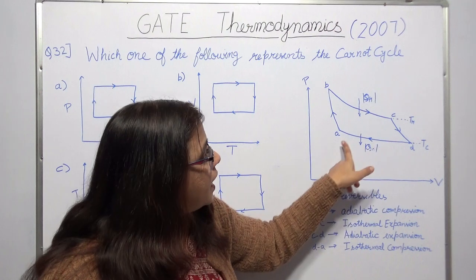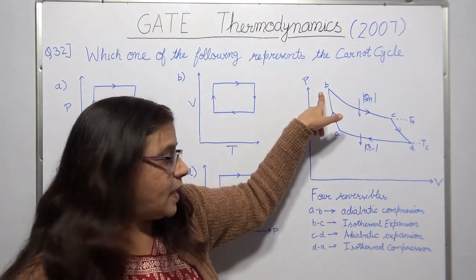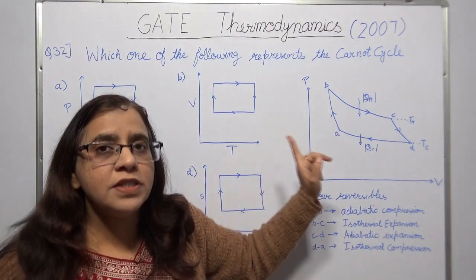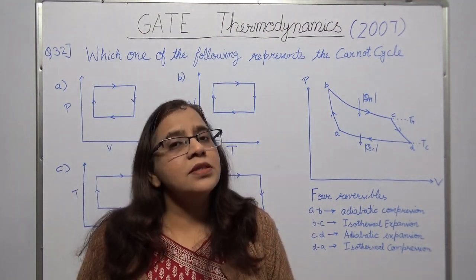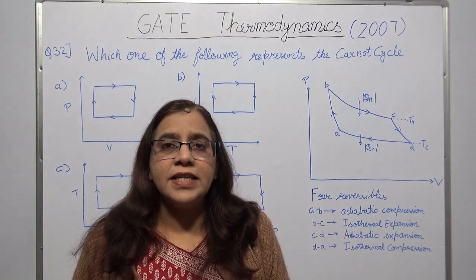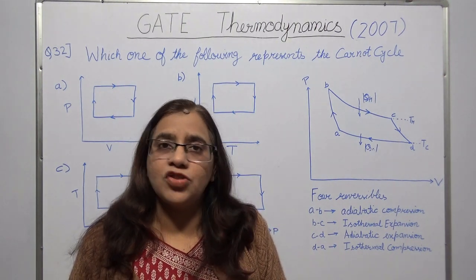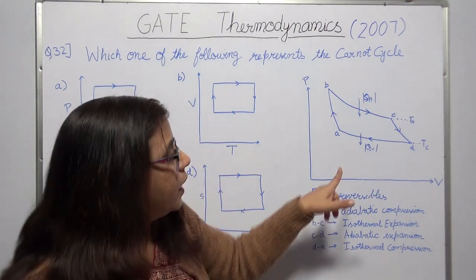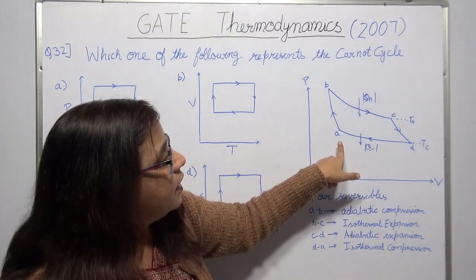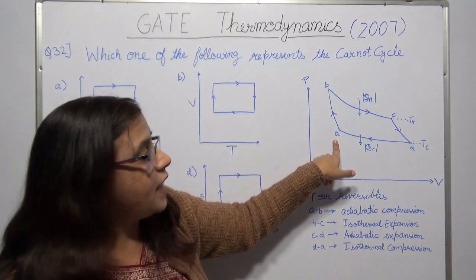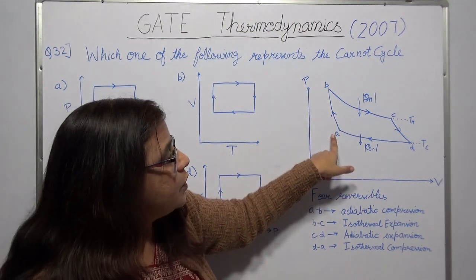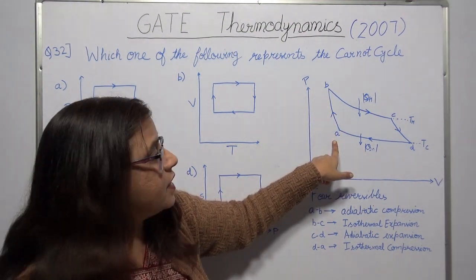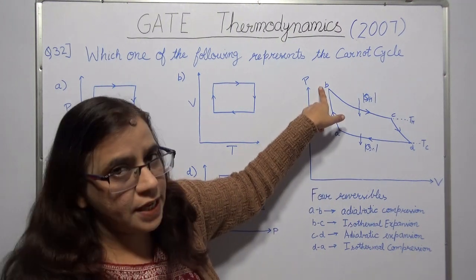The first one, A to B, is an adiabatic compression. So it's a reversible adiabatic compression. You all know that if a process is reversible adiabatic, then it is isentropic. That means the entropy remains constant. Okay. So the temperature rises from that of the sink to that of the source. Okay. So during this adiabatic compression, your temperature rises from Tc to Th.